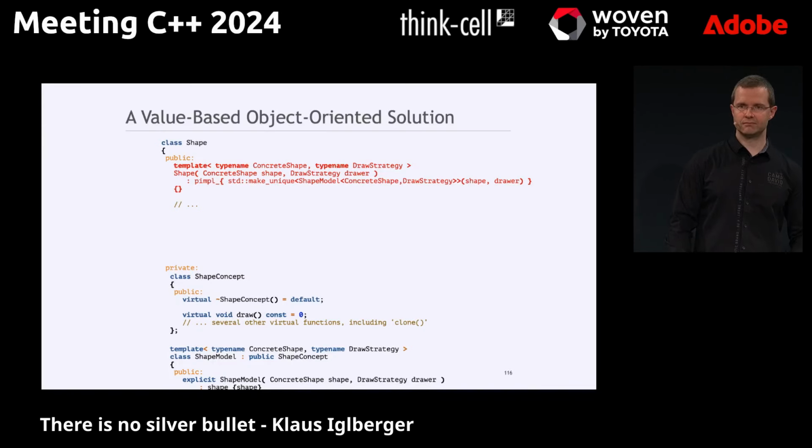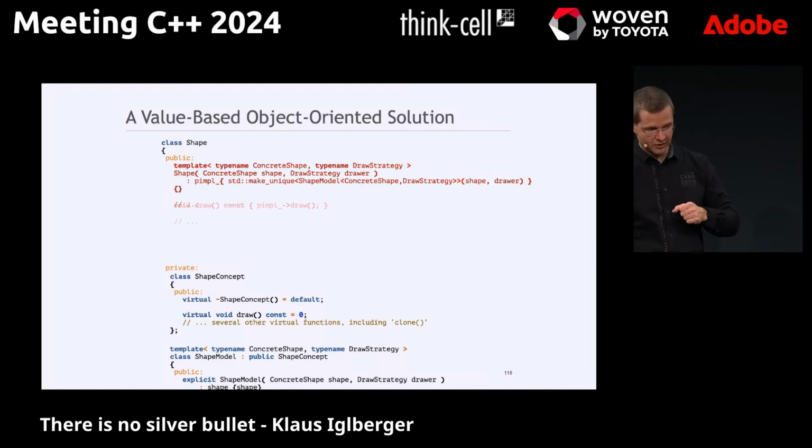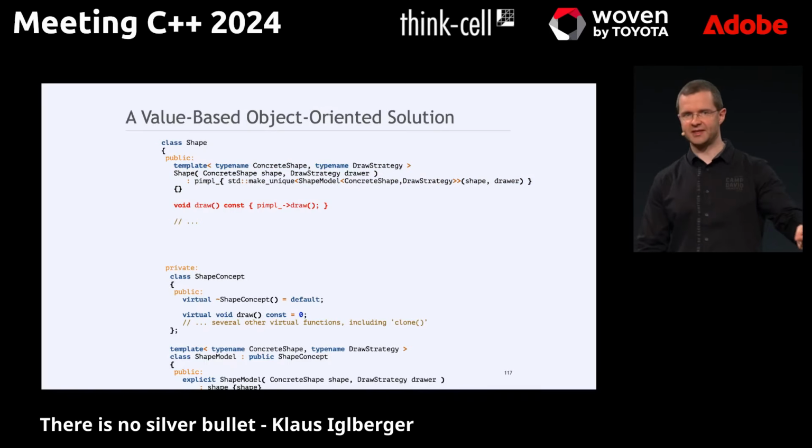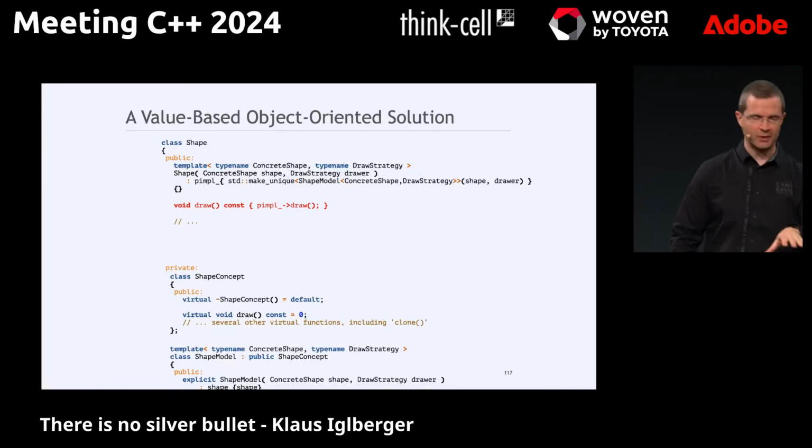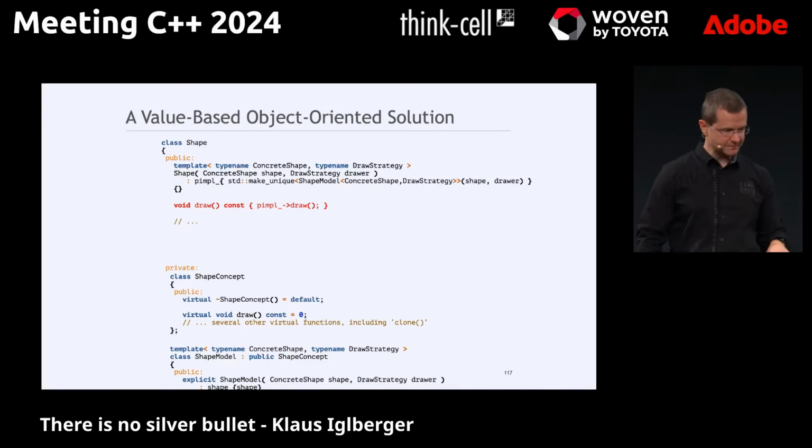Great. So now you can give me a circle, you can give me some OpenGL drawer, I can put this into the shape, it will work. Okay, we cannot use it yet, so let's add a draw function, which basically just doesn't do anything but call the virtual draw function inside, in this shape concept class. Just a virtual dispatch, but hidden inside. You don't have to worry about this yourself outside.